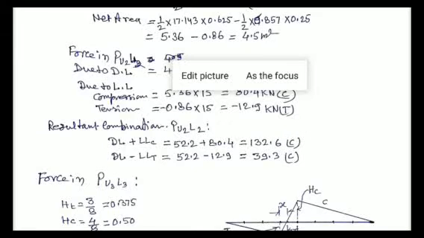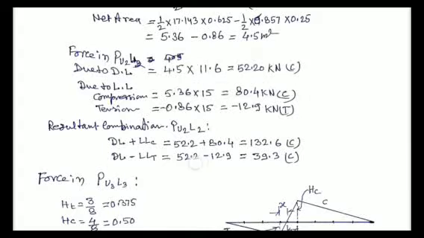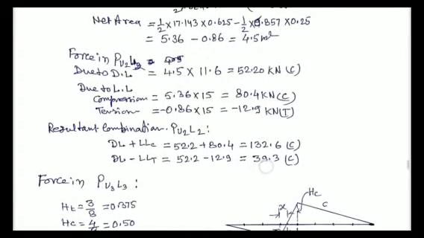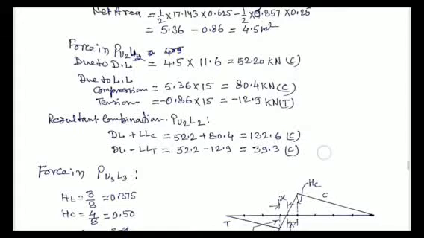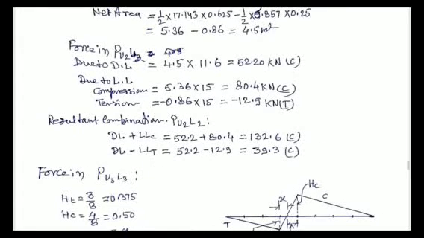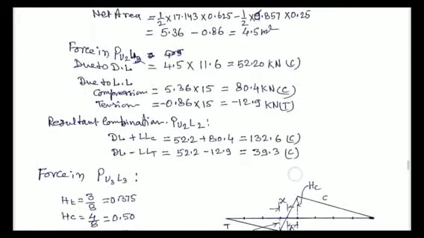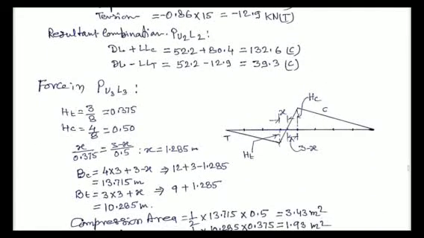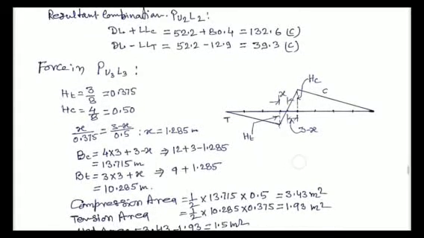Of tensile nature. So the resultant combination of the forces in member PU2L2: dead load plus live load, 52.2 plus 80.4, comes out to be 132.6, which is in compressive nature. And dead load minus live load tensile, so it comes out to be 52.2 minus 12.9, and again it is coming 39.3 of compressive nature. Now force in the next member, the third member U3L3.